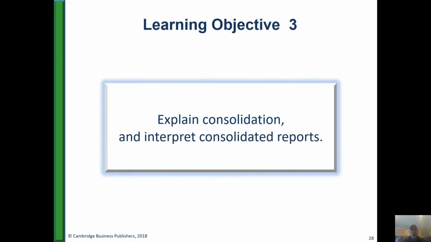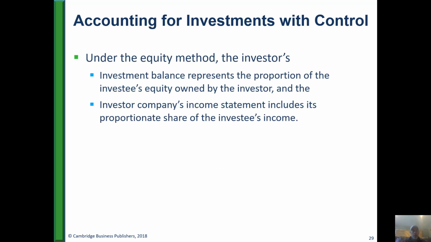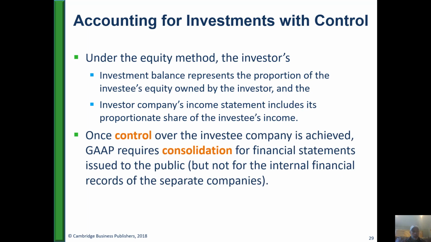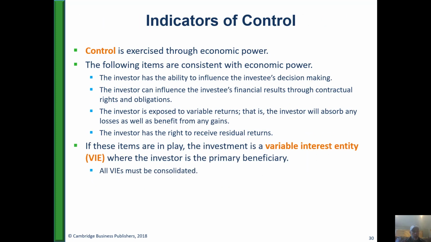Okay, let's move on to explain consolidation and interpret consolidated reports. So remember that consolidation accounting applies when we have greater than 50% ownership and or control. So let's look at the primary determinant here again, which is control. I'm just moving pretty quickly over these points that we've already touched on.